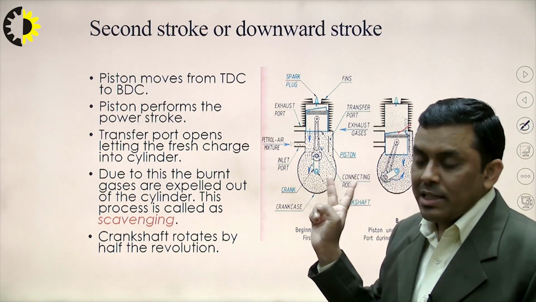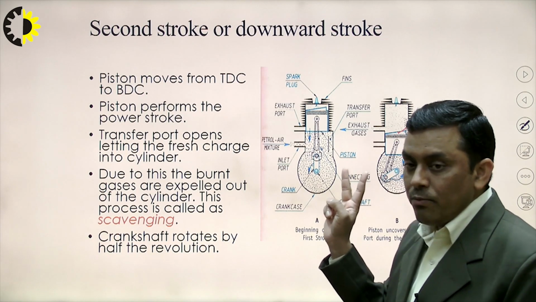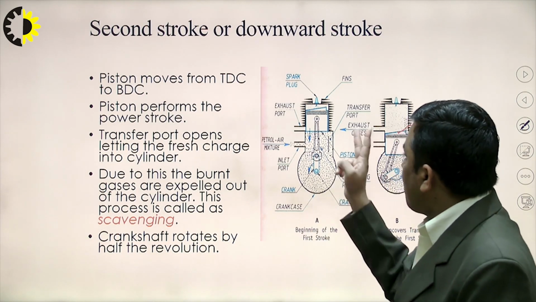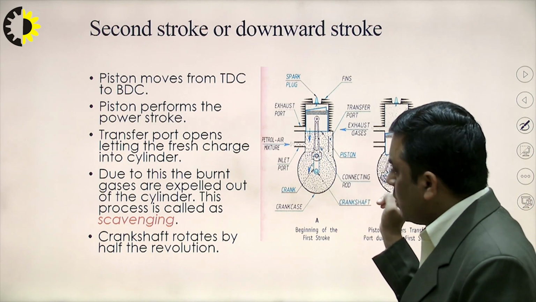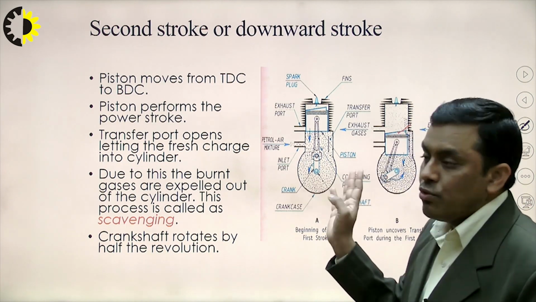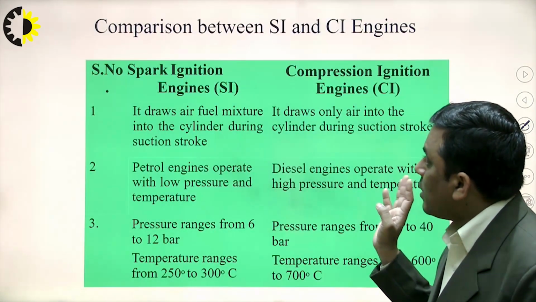The difference we can see is that instead of valves we are having ports. The piston is designed slightly differently, it has a deflector in the two-stroke engine. So, this is the difference between the two-stroke and four-stroke engine.